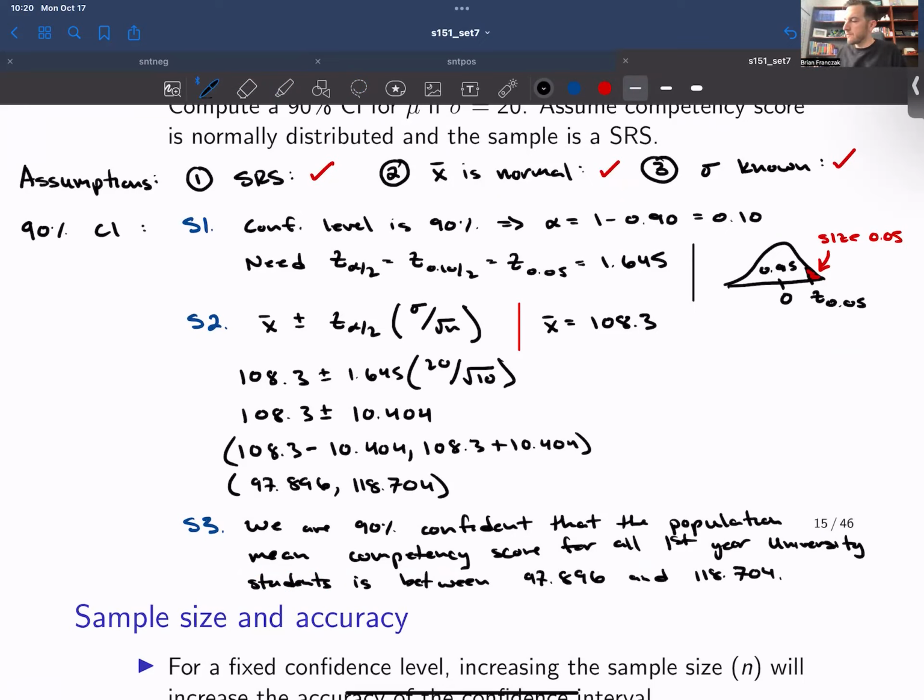So you can see from step 2 and from the interpretation in step 3 that the confidence interval is actually a range. It's two numbers that tell you, with some percentage of confidence, where we believe the population mean might lie. So we are saying in this case that we're 90% confident that the mean competency score for all first year students is between 97.896 and 118.704. All right, as always, if you have any other questions, please let me know.